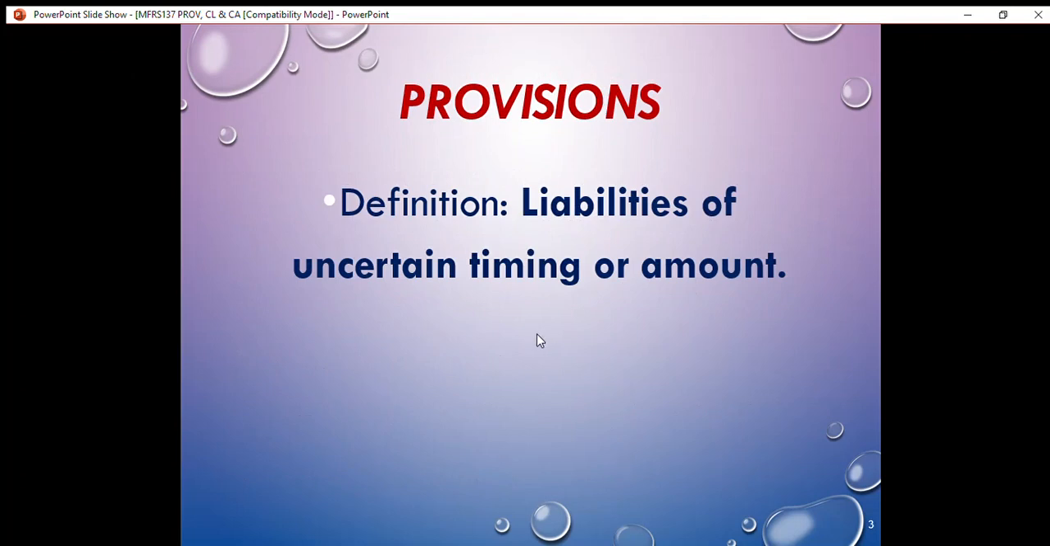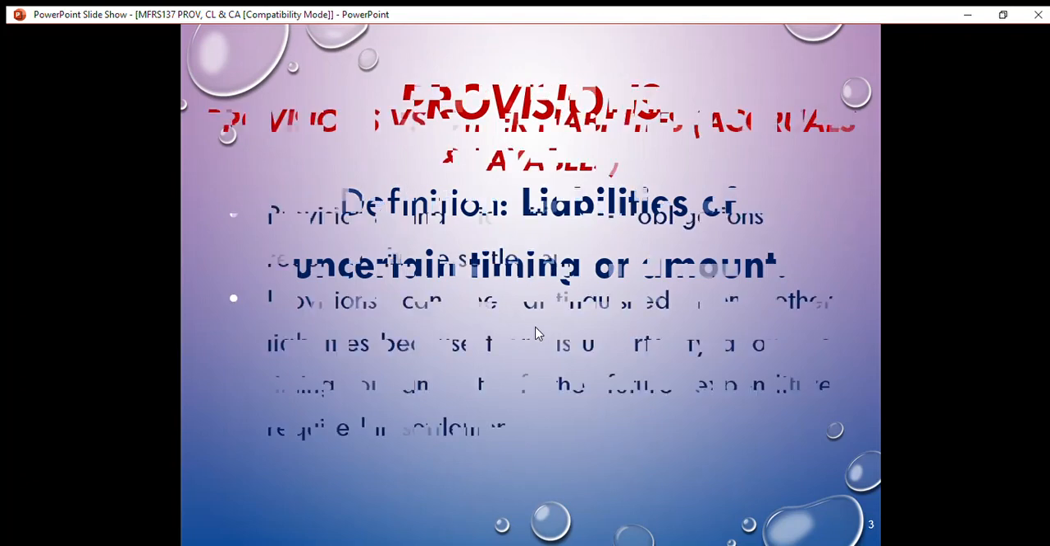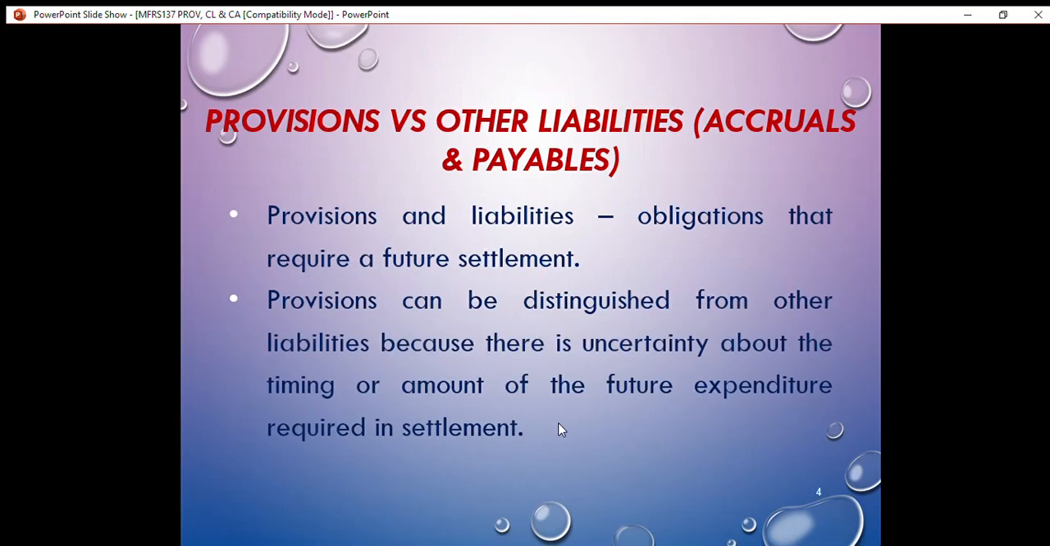Okay, first of all, what is the meaning of provisions? Provisions can be defined as liabilities of uncertain timing or amount. So basically provisions refer to the liabilities, but with uncertain timing or amount to be paid by an entity.